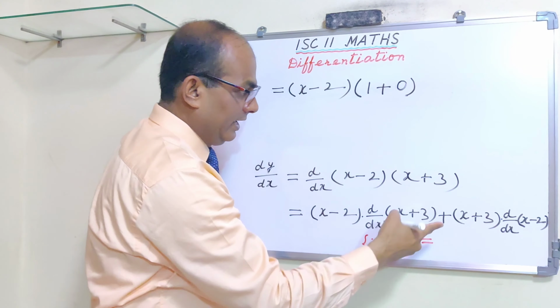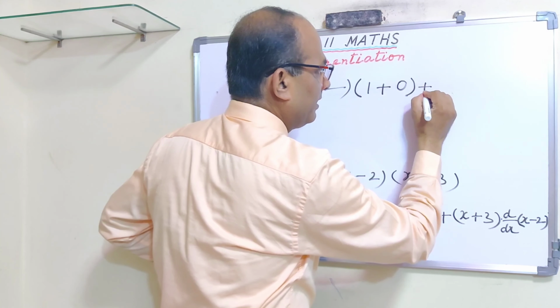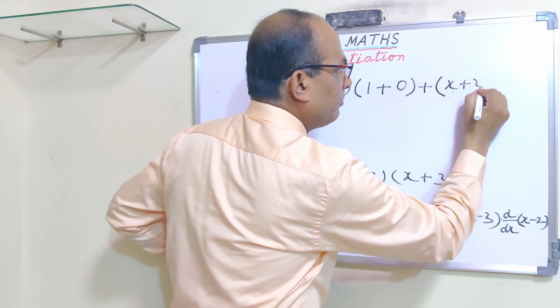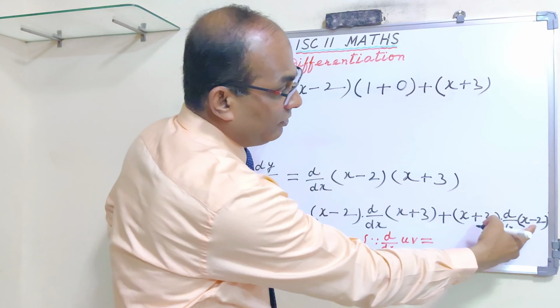Okay, fine. Now plus (x plus 3), and d/dx of x is 1.